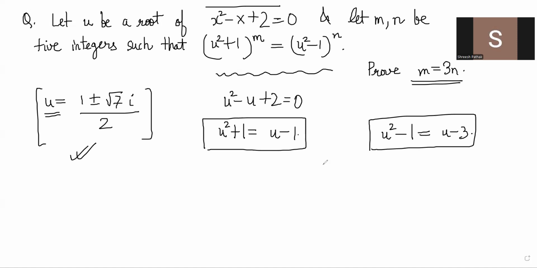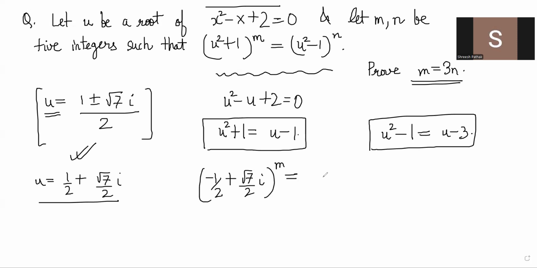Are you getting the proof? No, sir. क्या दिक्कत हो रहा है? अगर u we take as half plus, for now we are doing it for the positive u. Okay. What is u minus 1? Minus half plus root 7 by 2. Okay. U minus 3 would be minus 5 by 2 plus root 7 by 2.